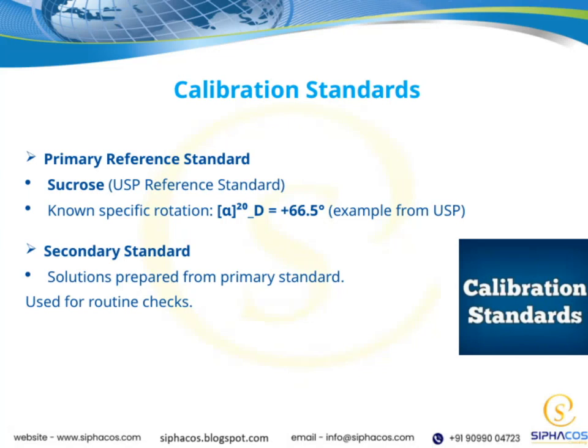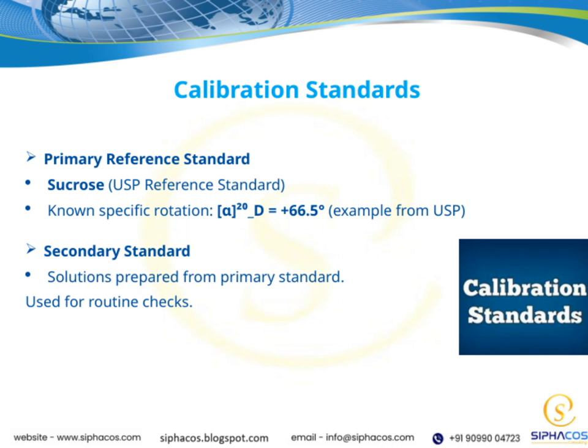Let's talk about calibration standards. First, we have the primary reference standard, which in this case is sucrose, specifically the USP reference standard. This means it's a well-characterized material that we rely on for its known properties. For sucrose, the known specific rotation at 20 degrees Celsius and the D line is plus 66.5 degrees, according to USP. This value is essential because it serves as the benchmark for our measurements.